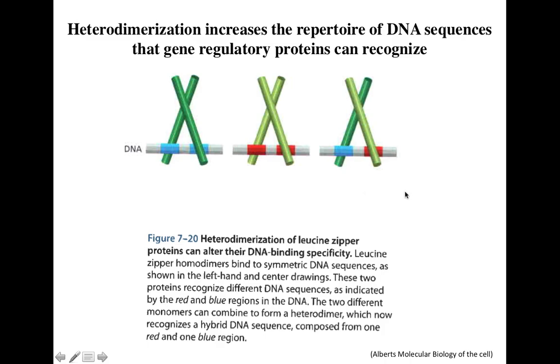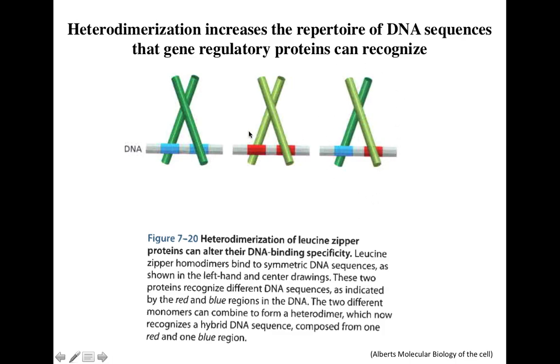And this heterodimerization increases the repertoire of DNA sequences that these gene regulatory proteins can recognize and bind to. Why? Because having these homodimer sequences or identical sequences on the DNA may not be very common. There could be situations where most of the time the two DNA sequences are different. So most of the scenarios could be something like this, and then you would need heterodimers. The two monomers that bind to each other should be able to recognize two different DNA sequences. So a homodimer may not be able to bind to this type of DNA sequence, and that happens very, very often.